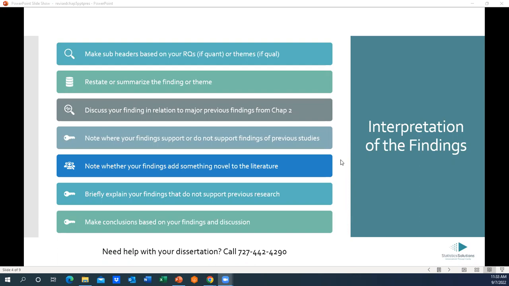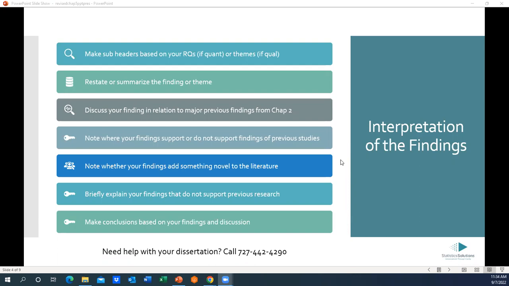Now, do you need to bring in new information to chapter 5? Usually not. Usually they just want you to stick to what's already in chapter 2. Sometimes chairs will want you to do a quick literature search to see if anything has come out while you were conducting your study. Usually nothing has come out, because research takes a while to come out. Sometimes if something new has come out, it's usually not much. Sometimes they want you to bring that research in, but usually that's a chair preference.